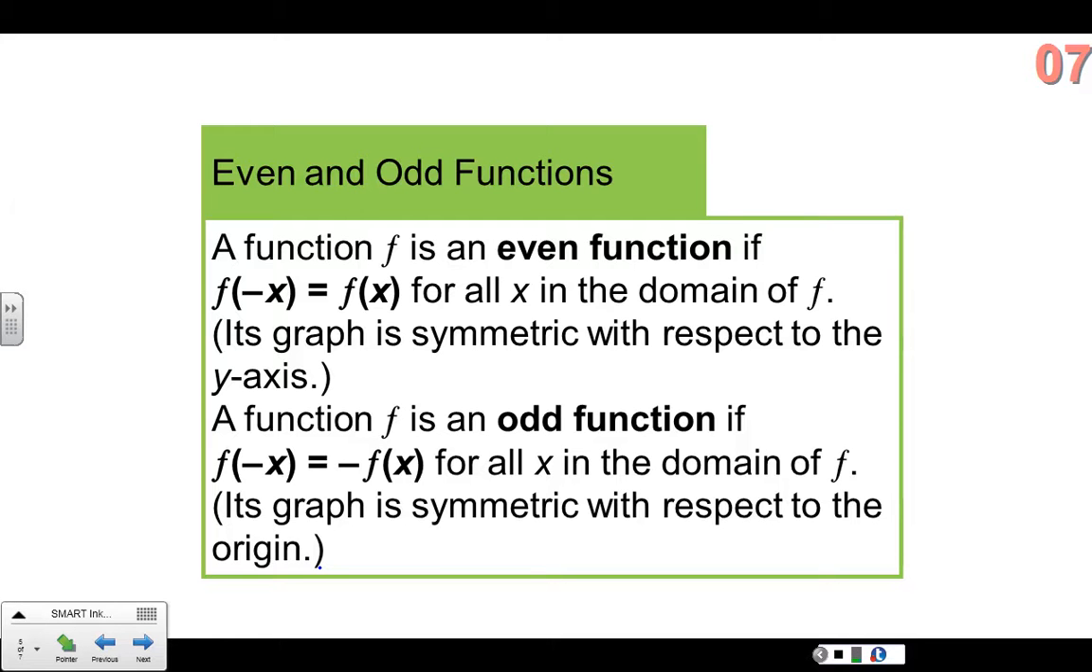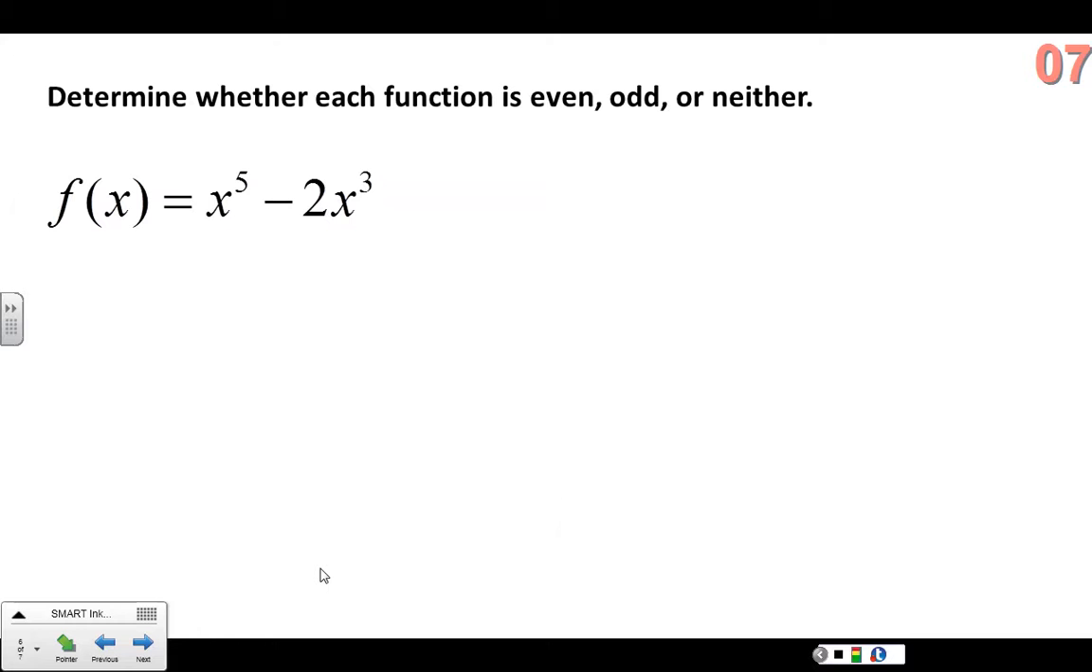So let's do a little test on a couple of problems here to see if we can classify the function as being an even or an odd function. Determine whether each function is even, odd, or neither. So f of x equals x to the fifth minus 2x to the third. So first what I would do is the little test for evenness. So if I replace x with negative x, if I don't change the equation, then that would be true. So negative x to the fifth minus 2 times negative x to the third.